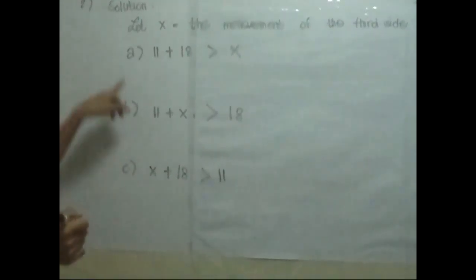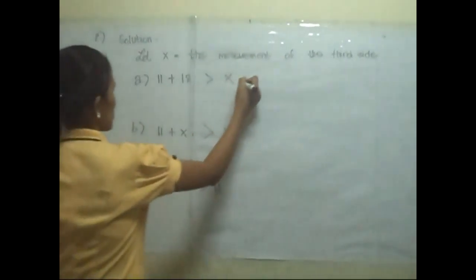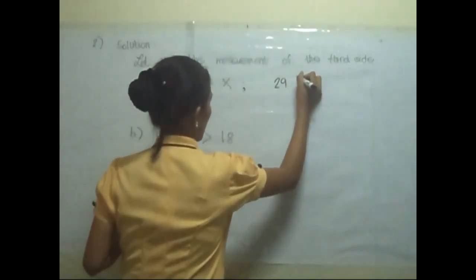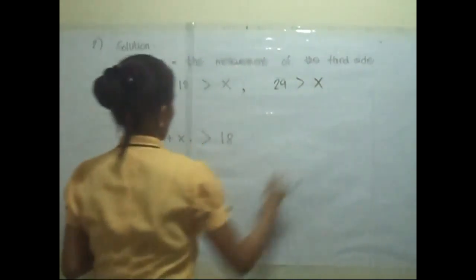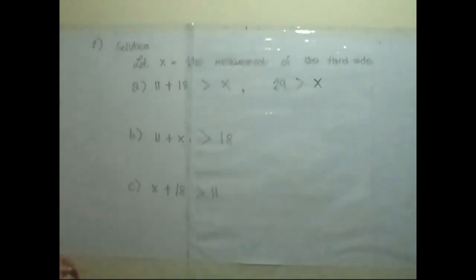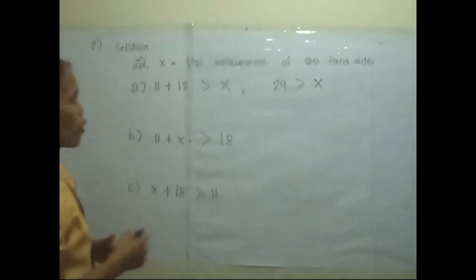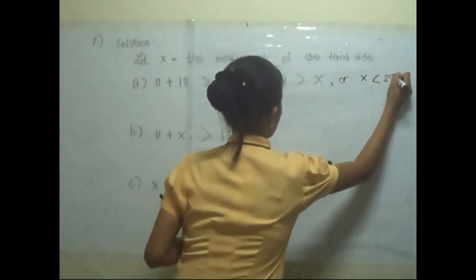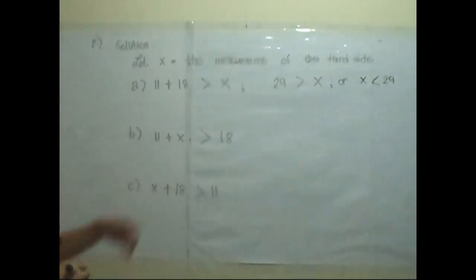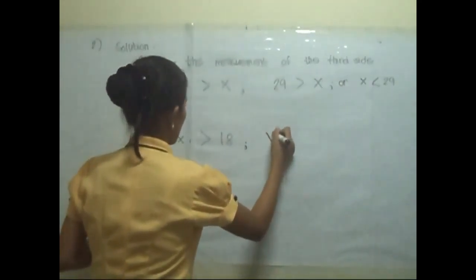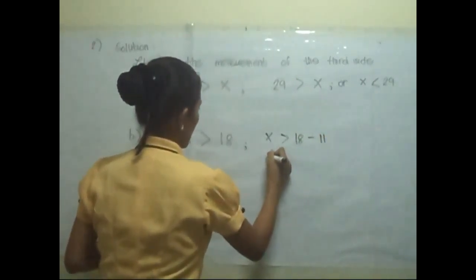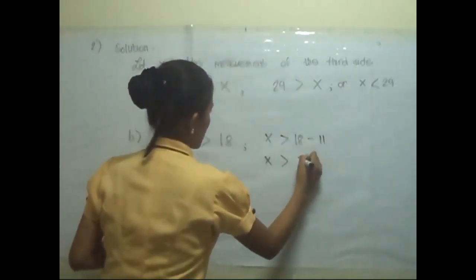So, in the first inequality, we have 11 plus 18, 29, is greater than x. So the measurement of our third side, x, must be less than 29. And then, in letter B, we have x is greater than 18 minus 11. That is, x is greater than 7.